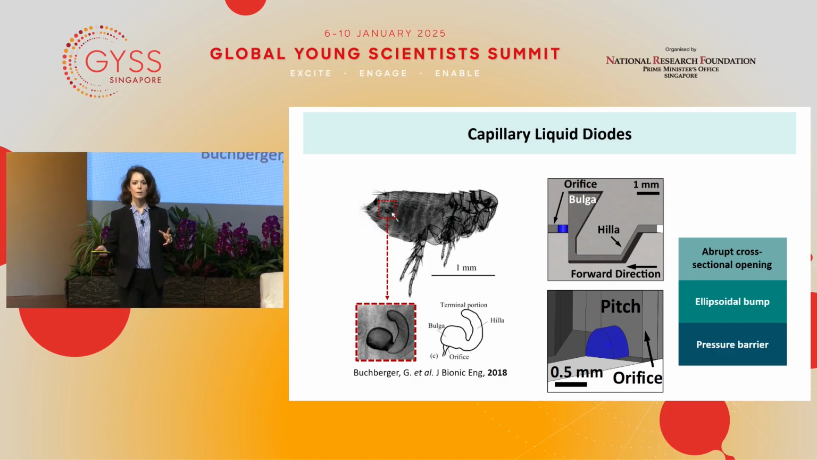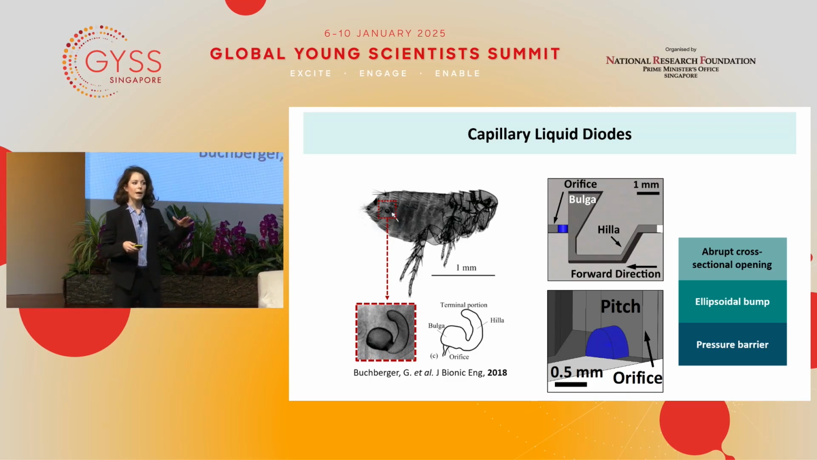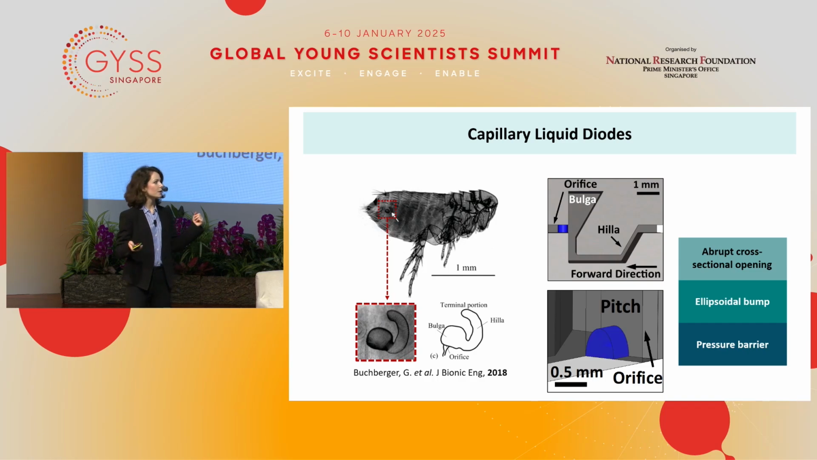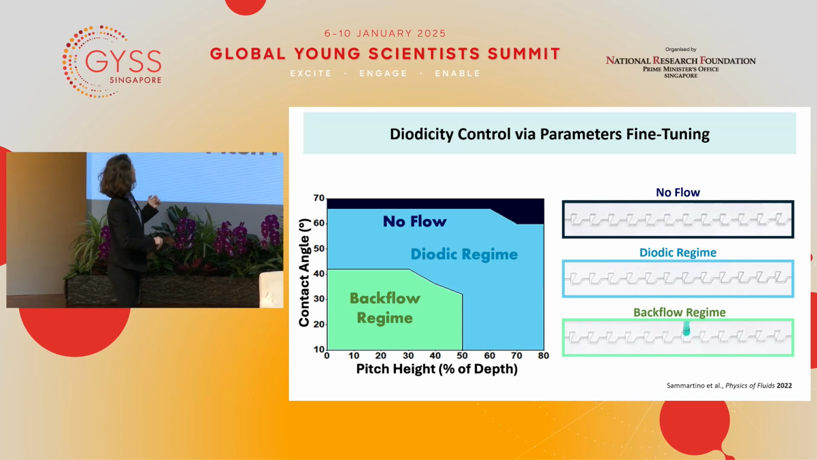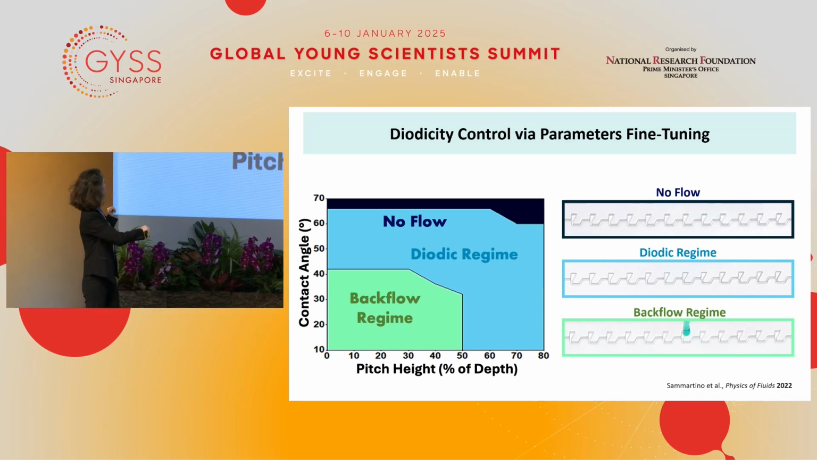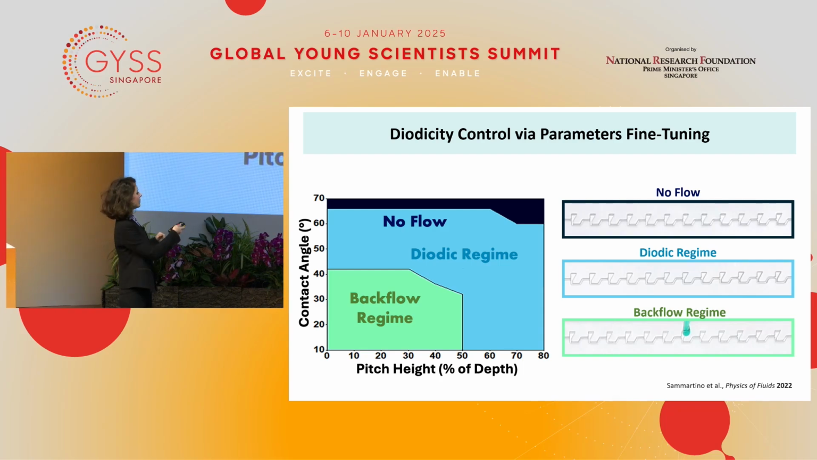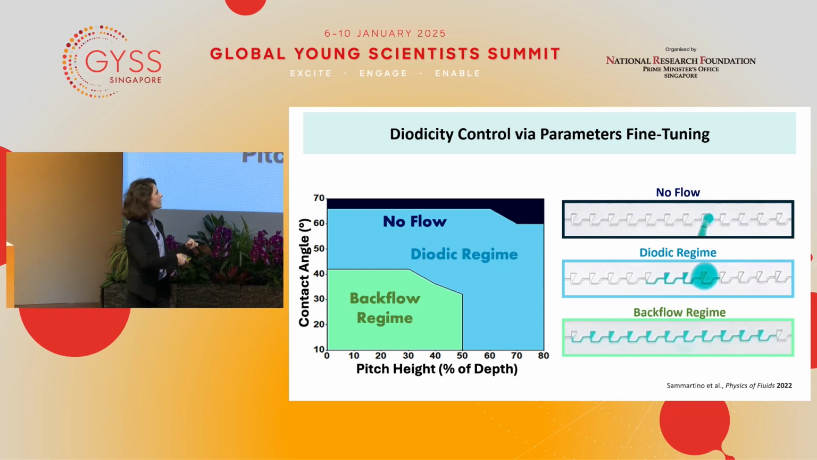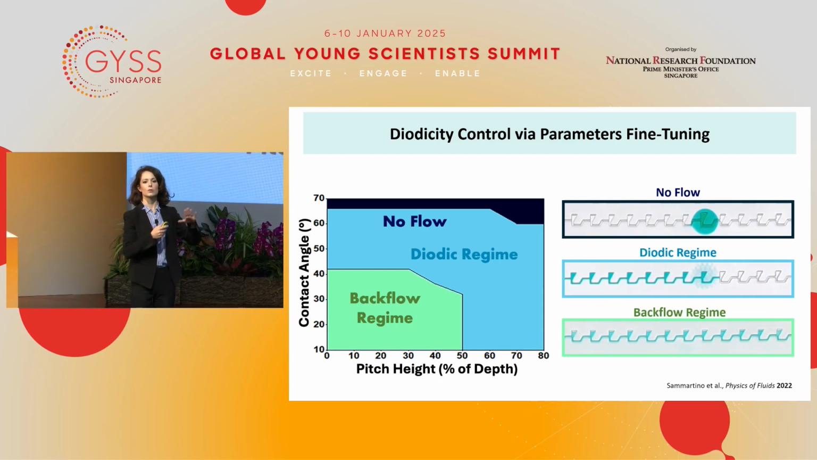Now, we found out that we can adjust the height of this pitch as well as the surface tension of the flowing liquid. And the combination of these two gives rise to different flow behaviors, which are summarized in this phase diagram over here. The pitch height is here on the x-axis, and the surface tension is on the y-axis. And you can see the different behaviors in the videos as well. So we have no flow at all, not interesting, diodic regime, unidirectional flow, backflow regime, bidirectional flow.